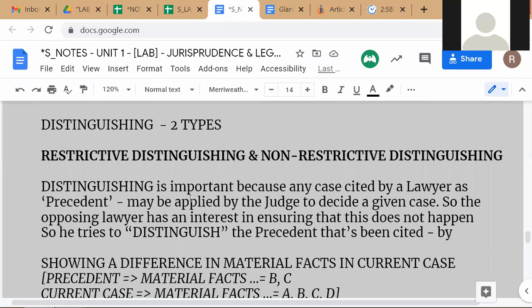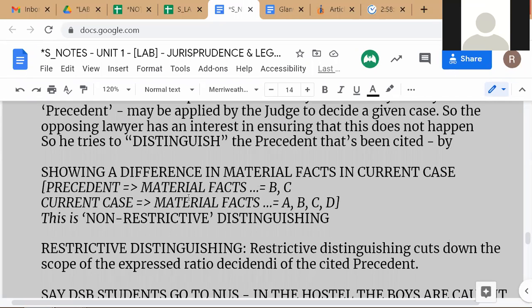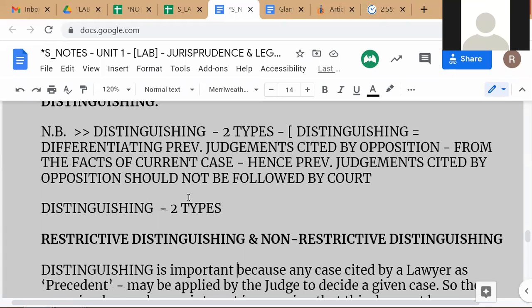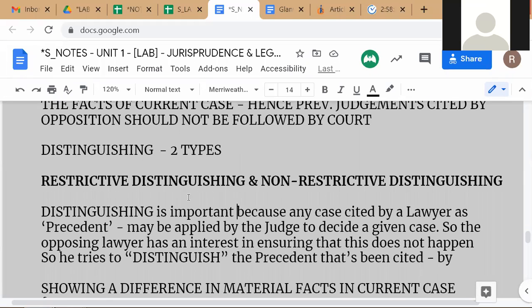So what are the two types of distinguishing? The objective of distinguishing is basically to ensure that, when the other lawyer is citing a case, you don't want that case to be applied in this particular matter, because then the other guy is going to win and you're going to lose. So you have to find a way to distinguish.